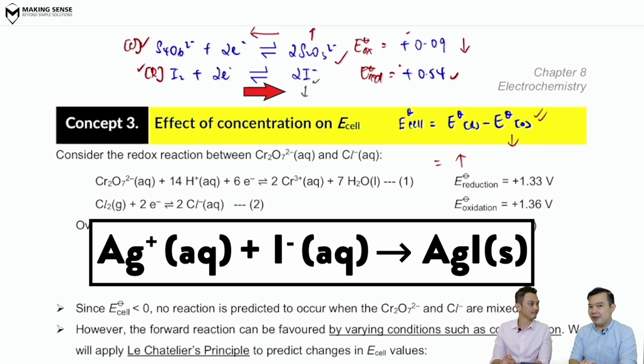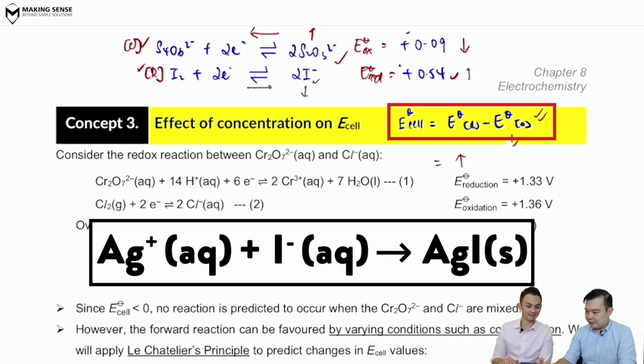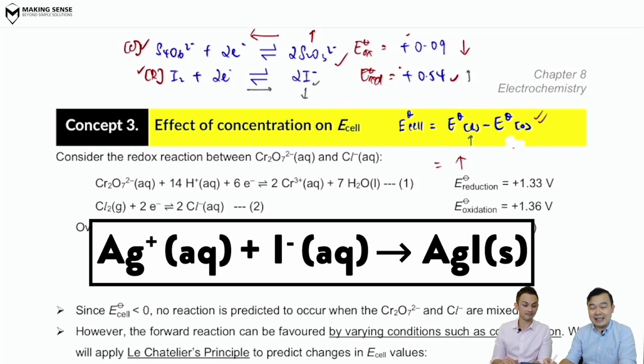And what happens to the E value, the E reduced value, Mr. Williams? It's going to go up. It's going to spike up, right? It's going to increase. And if I take a look at the equation now, your E reduced is going to increase, and when we look at the Ecell, you realize that the Ecell is going to increase as well.